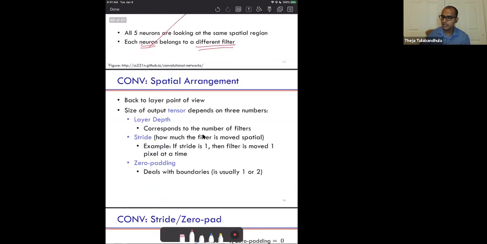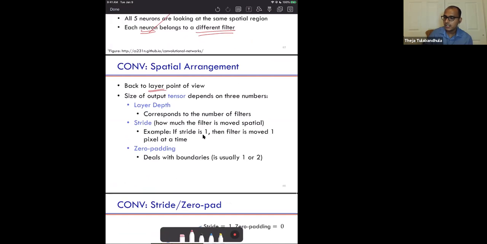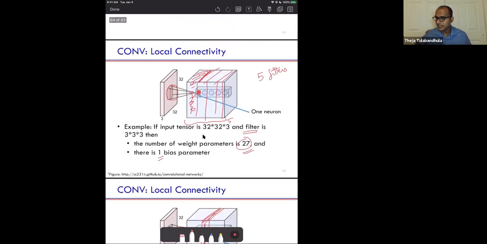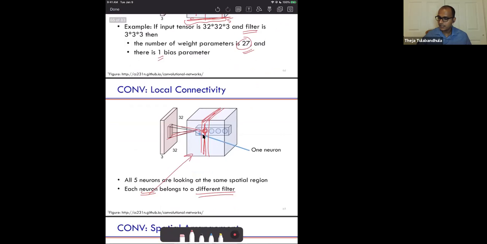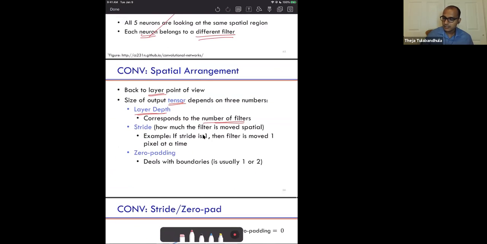Okay, so if you go back to the layer point of view, the output tensor just depends on the layer depth, which is the number of filters. Because the number of filters I said here is 5, the depth of this output tensor is 5. And it also depends on the stride. So depth is fixed. The depth is this number of filters. Now let's talk about what is the width and height of the output tensor.